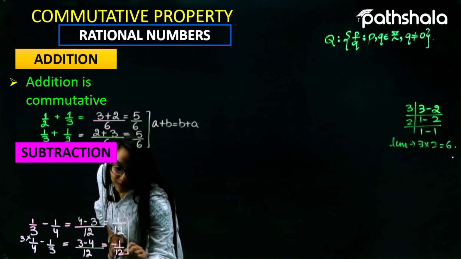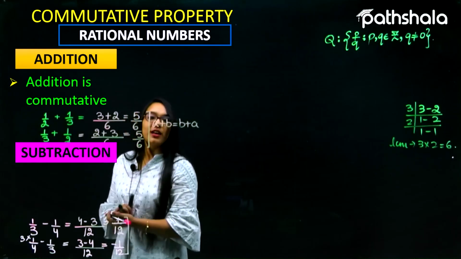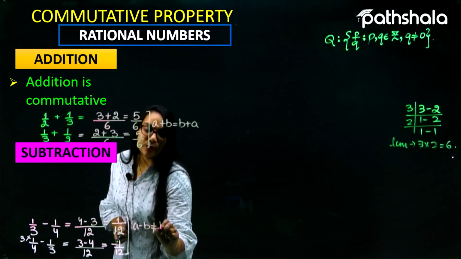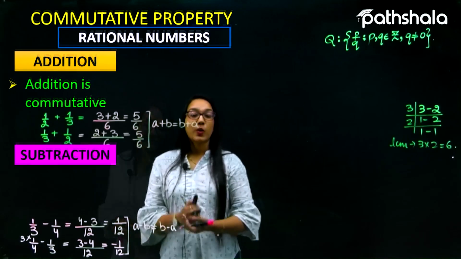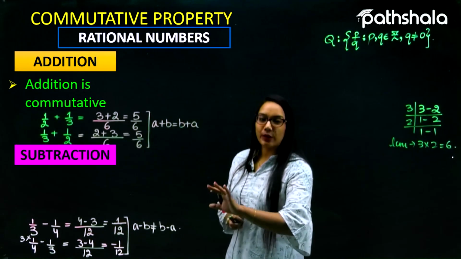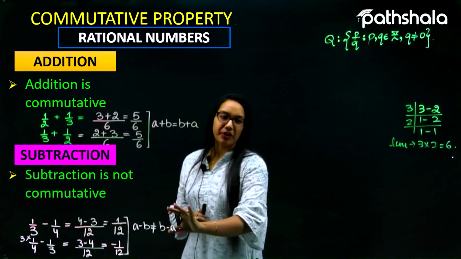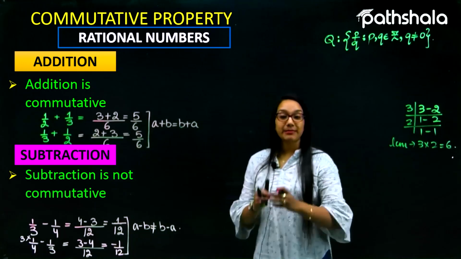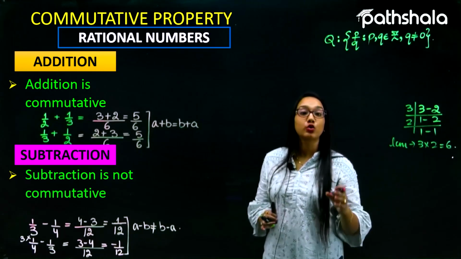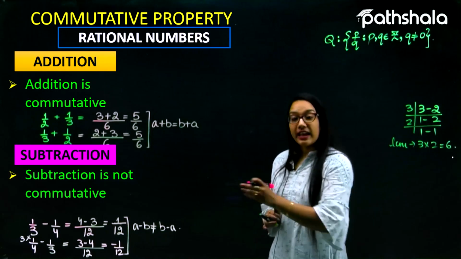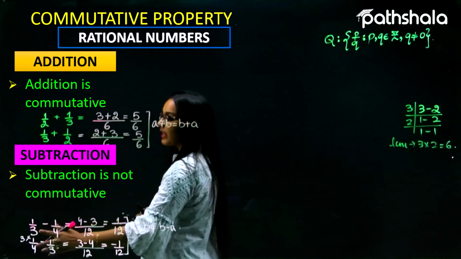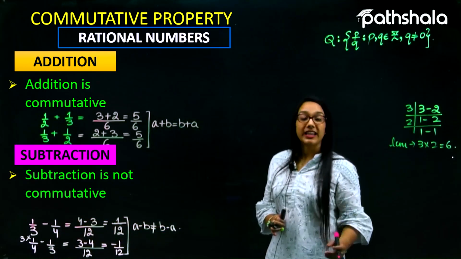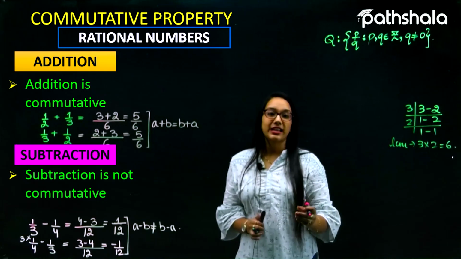So what will be the conclusion over here? The conclusion is that a minus b can never be equal to b minus a. So from this example, we can conclude that subtraction is not commutative in nature. Why so? Because a minus b is not equal to b minus a. It means that subtraction is not commutative for the two rational numbers a and b. Here, the first rational number is 1 by 3 and the second is 1 by 4. So a minus b can never be equal to b minus a, which means they are not commutative.